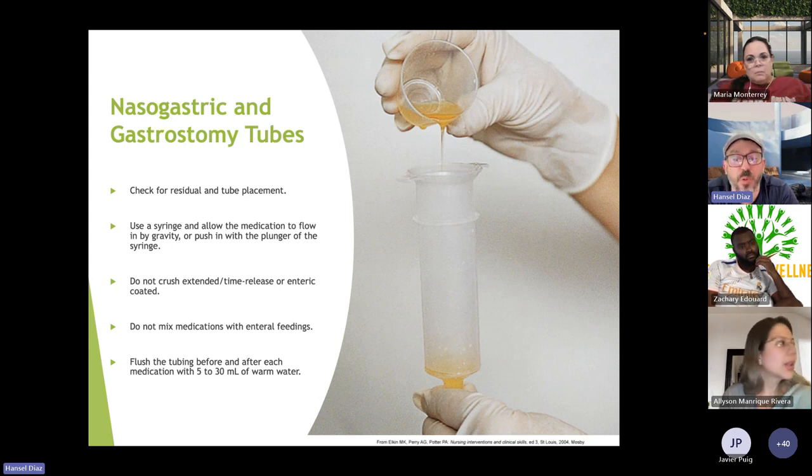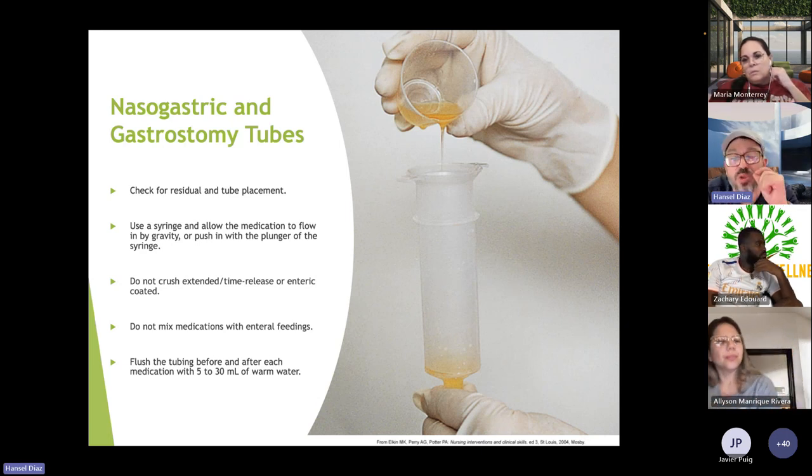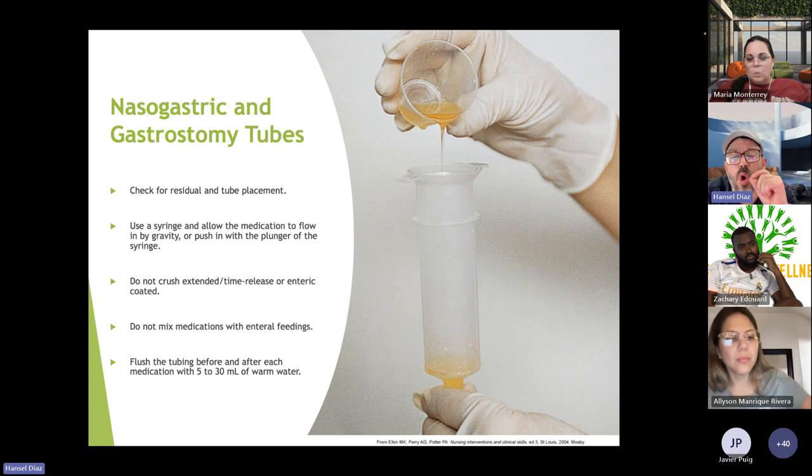And you have to check for residuals. And you have to use gravity when you're pushing medication. You do not crush extended-release or enteric-coated medication on a PEG tube, ever. You do not mix medication with enteral feeding. Never. Feeding and medications do not mix. And you flush with lukewarm water.